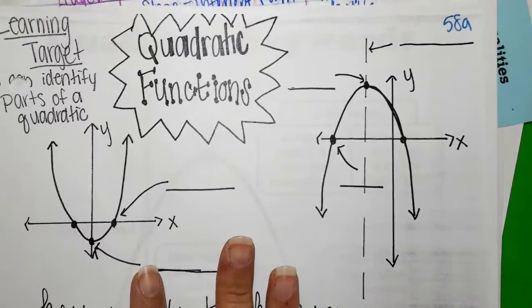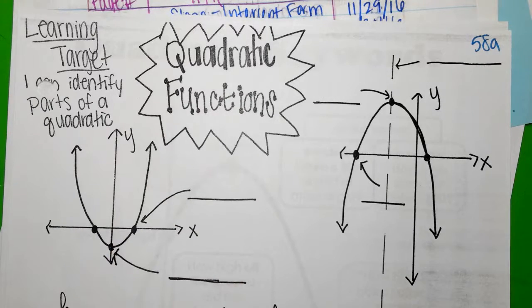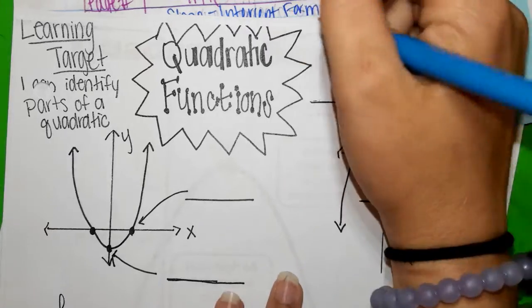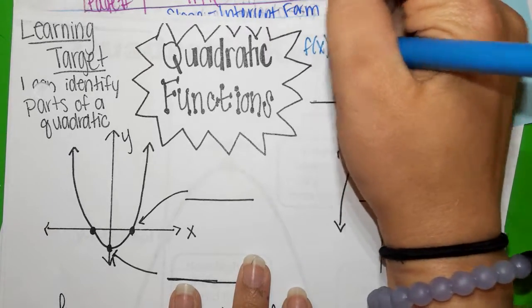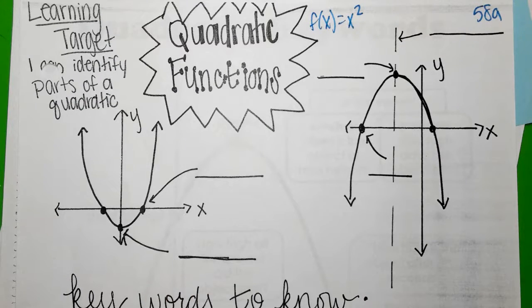Alright, so today is 58A, and our learning target says I can identify parts of a quadratic. Now remember, a quadratic is when it has an exponent of 2. So a quadratic is f of x equals x squared. That's what a quadratic is. Now a parabola is the graph of a quadratic. And we're going to add that at the bottom.